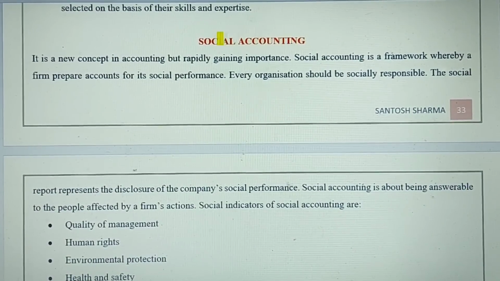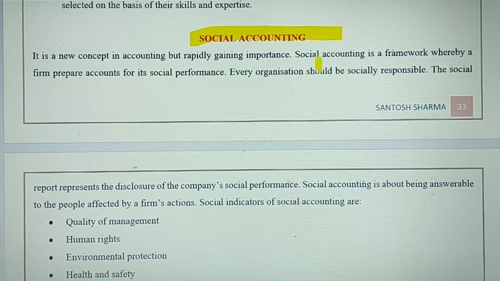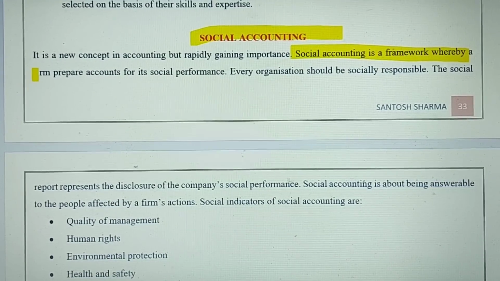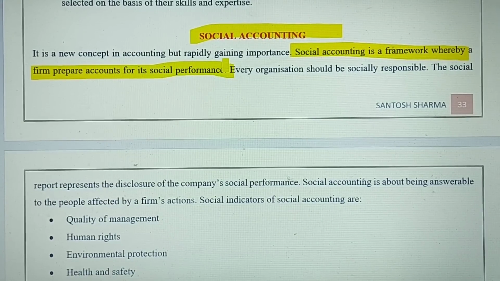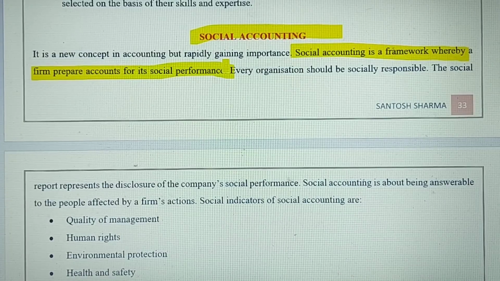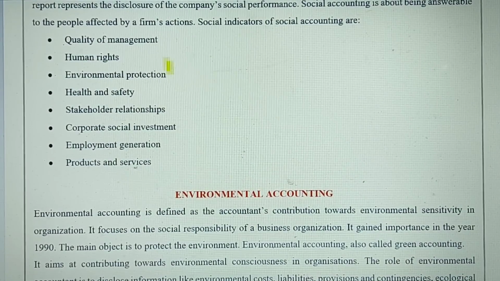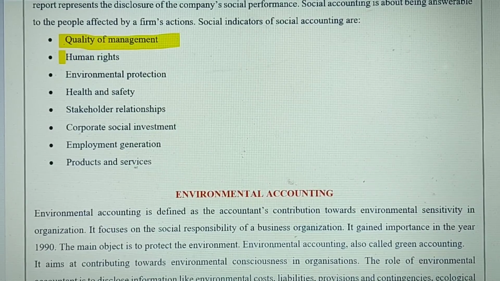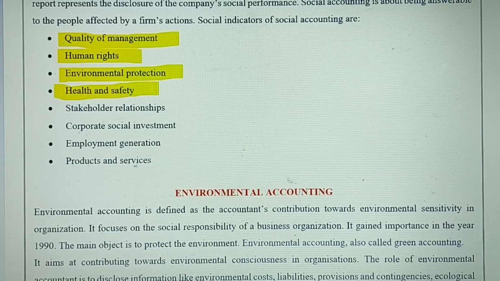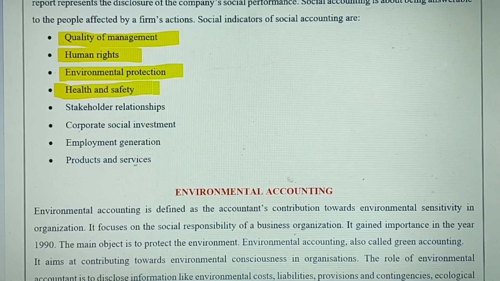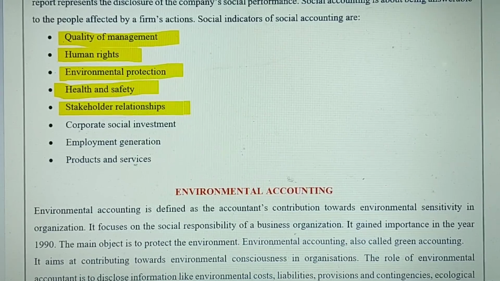The next is social accounting. This also comes in the short notes, and it is also a new concept where social accounting is a framework where a firm prepares accounts for its social performance, because every firm now has realized how important it is to be socially responsible. And the main indicators of this social accounting are these: there should be good quality of management, it should give importance to human rights, it should protect the environment, it should manufacture healthy products that are safe to human beings. Then it should also take care of the stakeholders who have invested in the business.